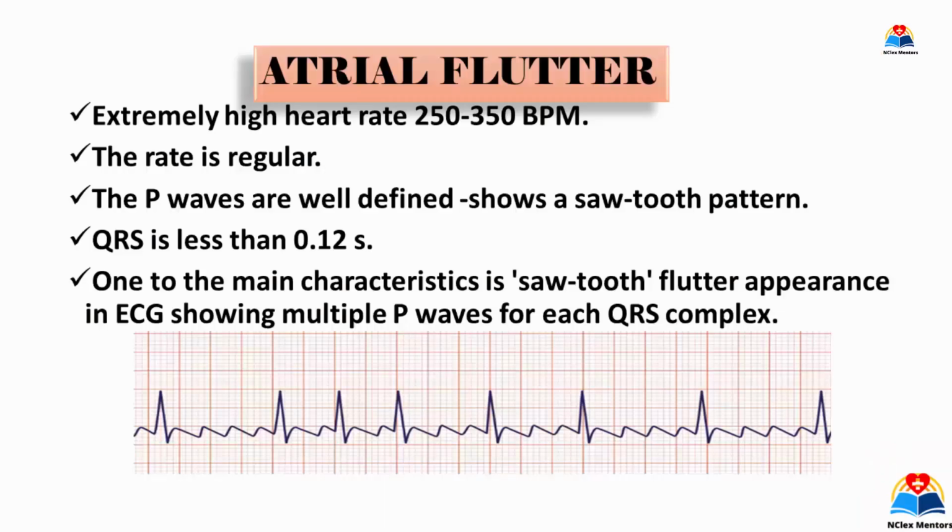The atrial flutter shows the following characteristics: extremely high heart rate between 250 to 350 beats per minute. The rate is regular. The P waves are well defined and show a sawtooth pattern. There can be single to as many as 6 sawtooth waves in atrial flutter. QRS is less than 0.12 seconds. One main characteristic is the sawtooth flutter appearance in ECG showing multiple P waves for each QRS complex.